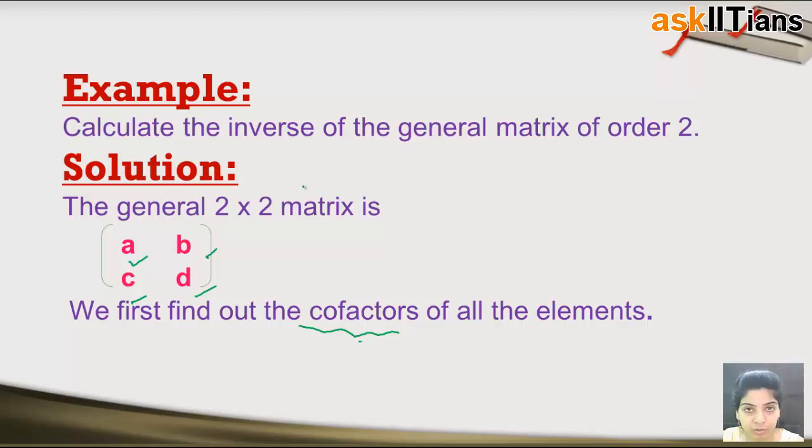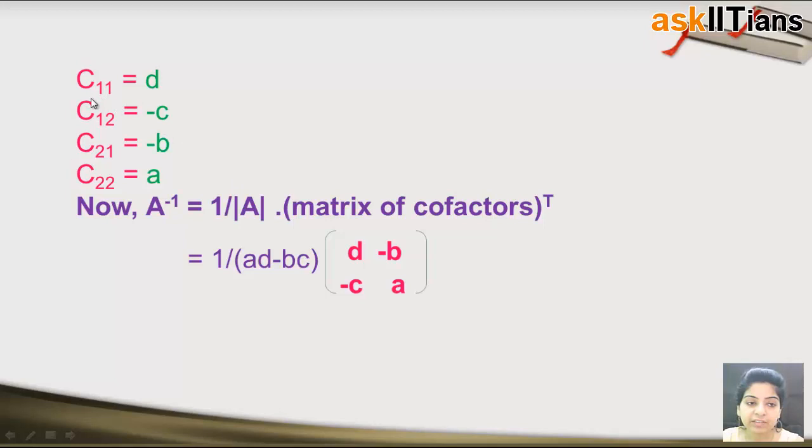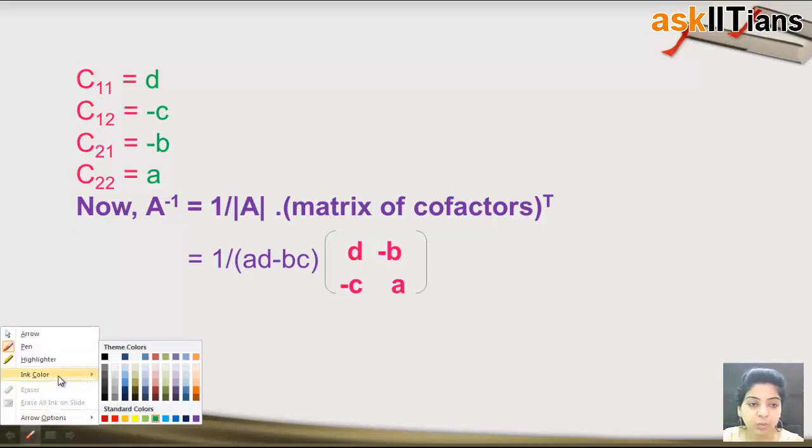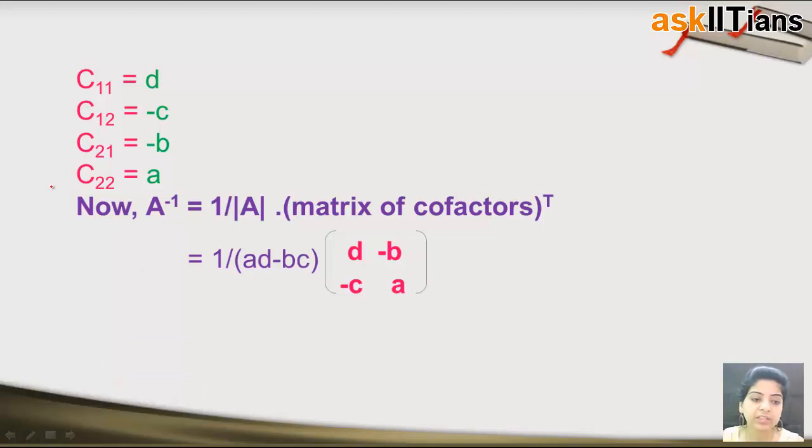Because first we'll need to compute the cofactors, then we'll form the matrix of cofactors, then we'll take its transpose, and then finally we'll divide the quantity by the determinant in order to get the inverse, right? So we first find out the cofactors of each and every element. We get C11 comes out to be D. Similarly, C12 comes out to be minus C, and similarly we get C21, C22.